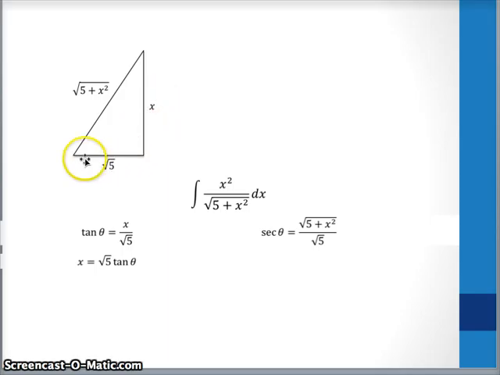And this is all relative to theta, which is always going to be in this left corner when dealing with these type of triangles. So from this triangle, we know that tangent theta equals x over square root of 5. That means x equals square root of 5 times tangent theta. And you'll have to figure this out later in the step, but since I already have solved this problem, I know that you need to know what secant theta is, and secant theta equals square root of 5 plus x squared over square root of 5. And that will just help you out later in this problem.